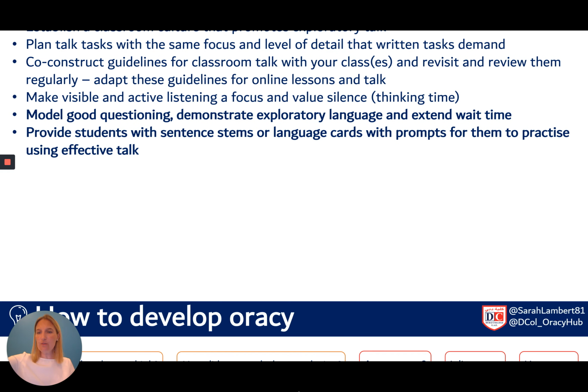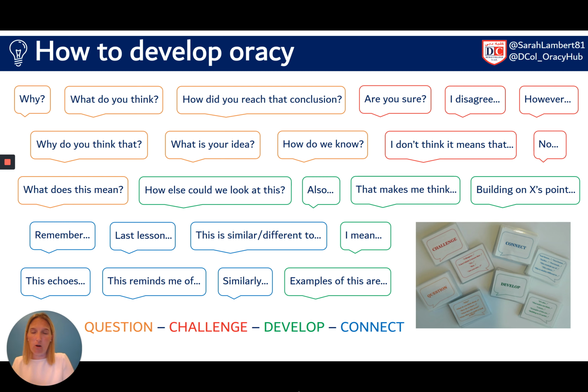I've used with my Harkness classes, so a bit older, and I'll talk about Harkness lessons later on, these laminated cards, as you can see the picture on your screen. And on the back are prompts, so that when they're having a Harkness discussion, the 4 aspects that I want them to focus on are question, challenge, develop, and connect. And they've got the prompts on the back if they're a little unsure as to how to use that language.